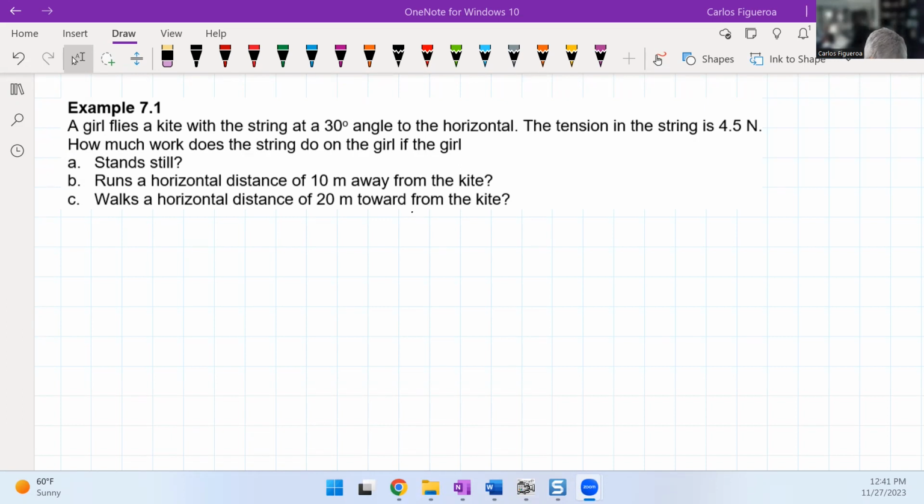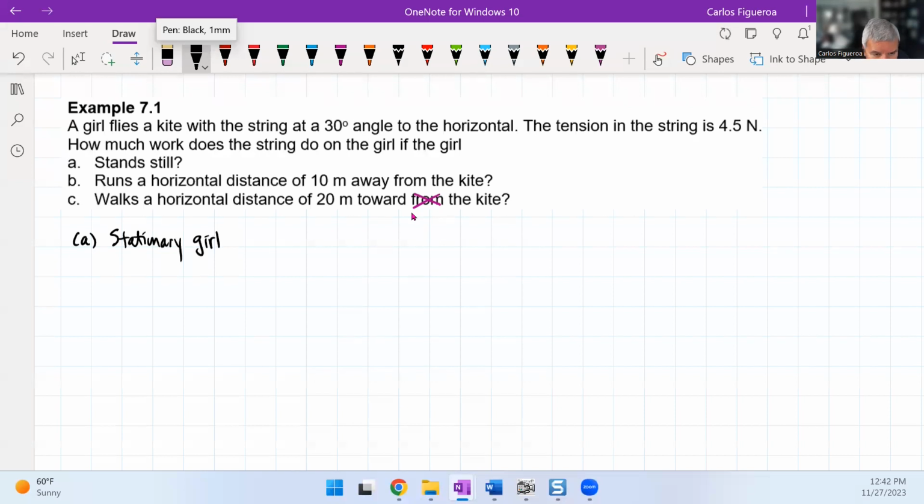Ooh, look at that. That's a typo. It just walks a horizontal distance of 20 meters toward the kite. So let's go look at this thing. Again, it's the picture that's most important here. So when I look at my picture, I'm going to imagine that we have a stationary girl.